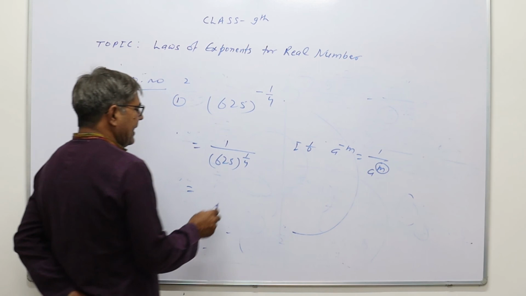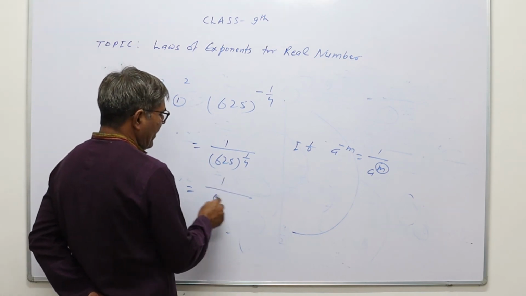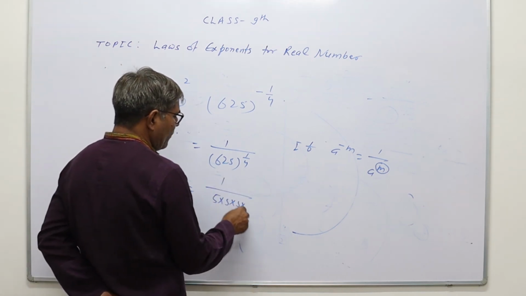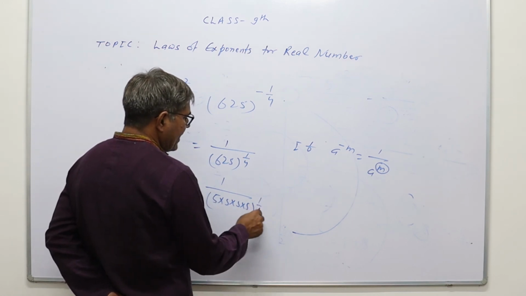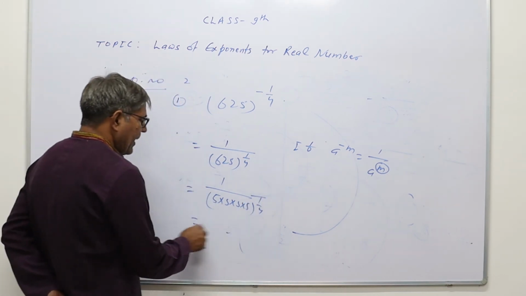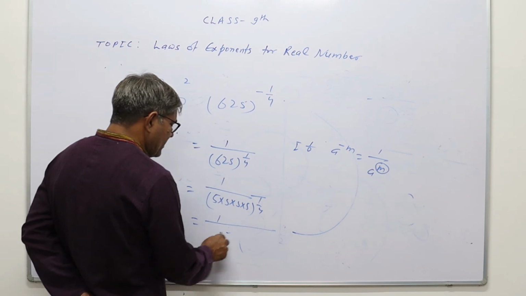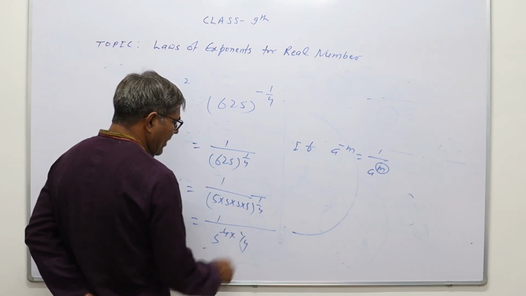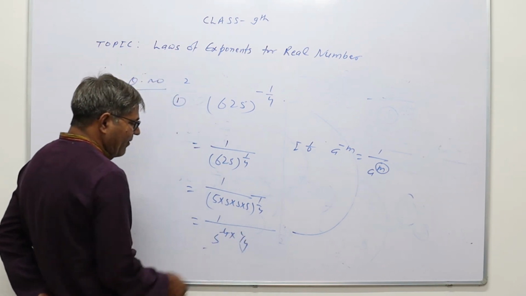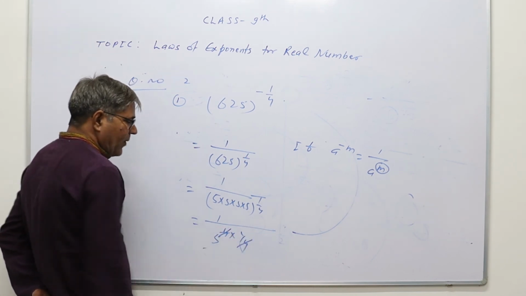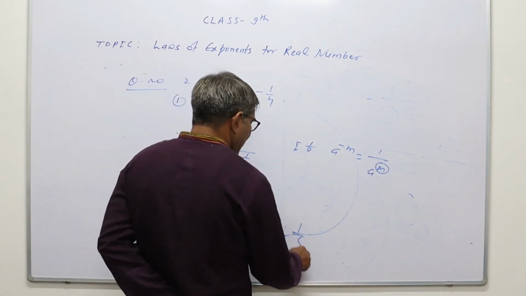Now it can be written as 1 upon 5 into 5 into 5 into 5 whole raised to the power 1 by 4. It can be written as 5 raised to the power 4 whole power 1 by 4. So now power on power, power will be multiplied. So 4 and 4 cancel out, remaining is 1 upon 5.